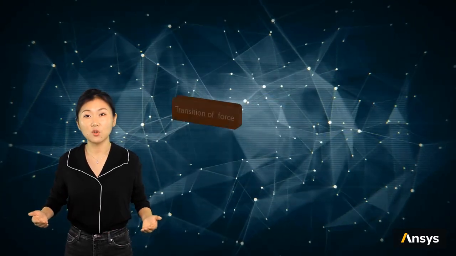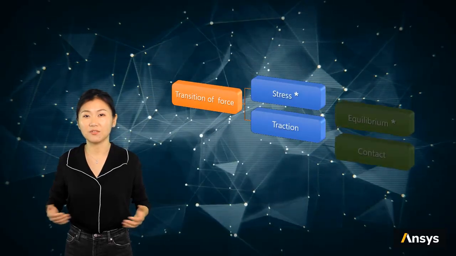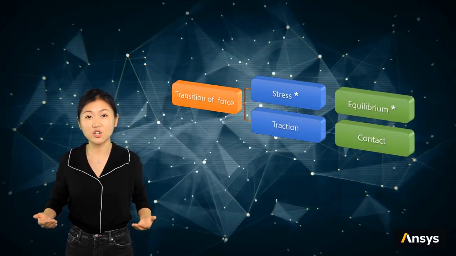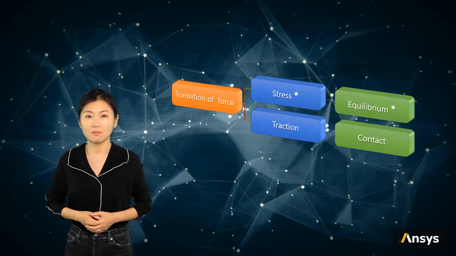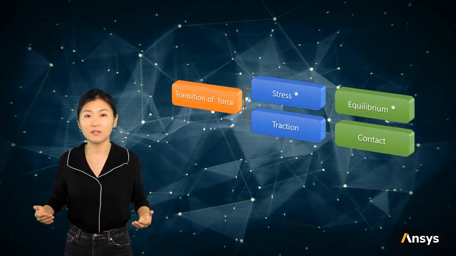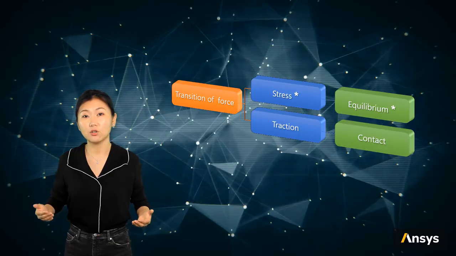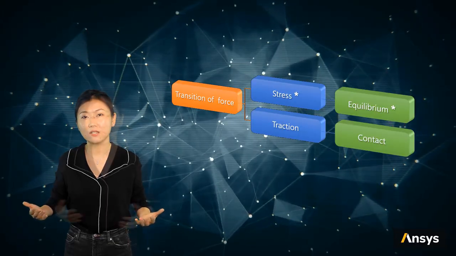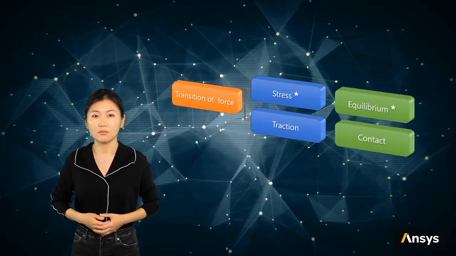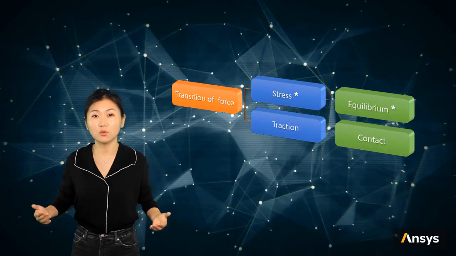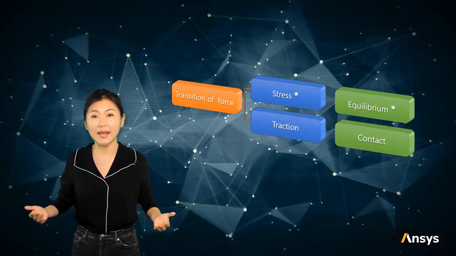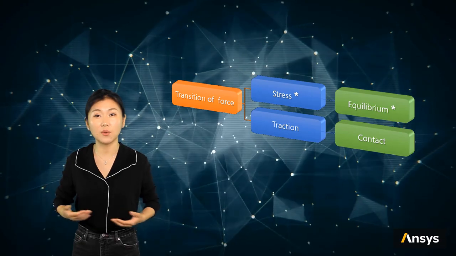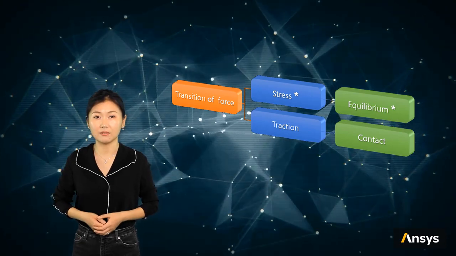The transition of force is essential to the equilibrium of the body. Stress is the measure of force transmission in the interior of continuous bodies. We assume that every piece of a body must be in equilibrium, and equilibrium is derived from the balance of internal force. Tractions are forces that act on the surface of a body. When dealing with contact, we can deem contact force as a traction applied on an exposed surface of a body.